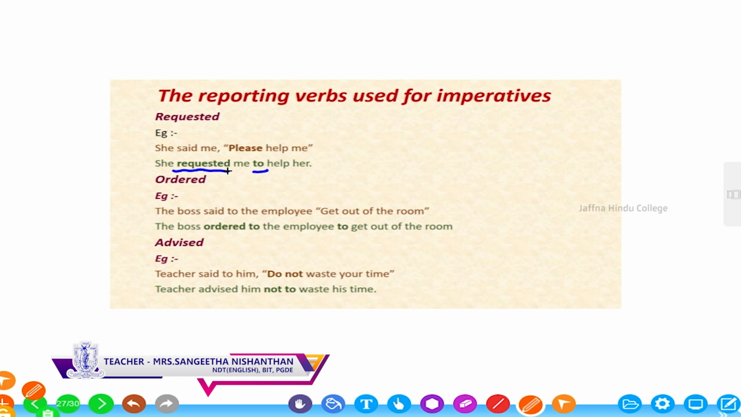Next one is an order. The boss said to the employee, get out of the room. This is an order. So the boss ordered the employee to get out of the room.